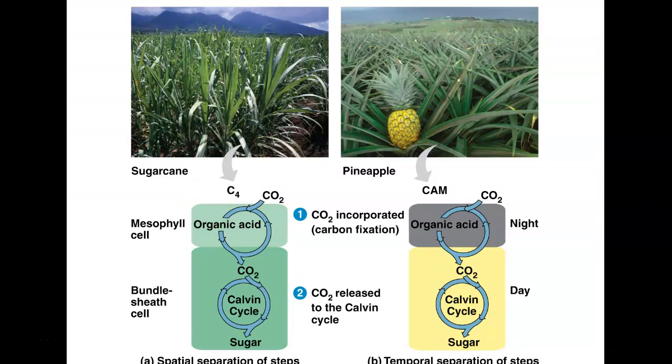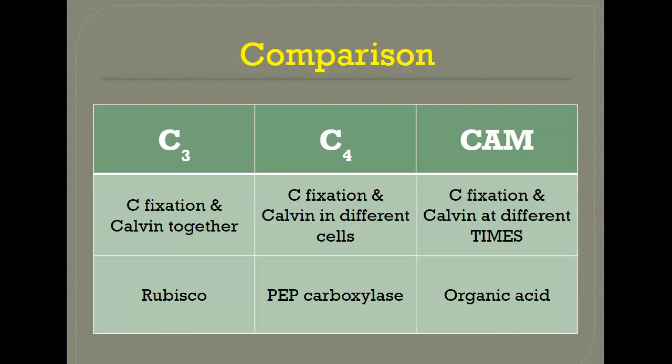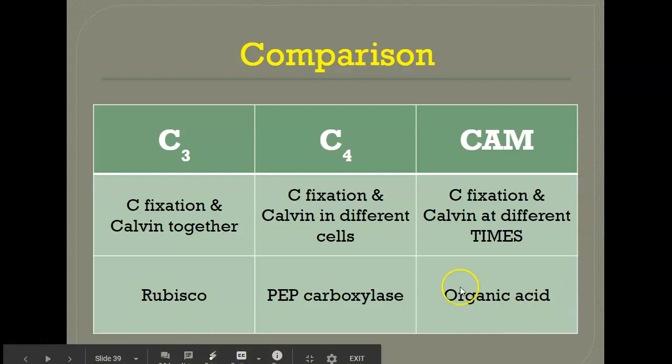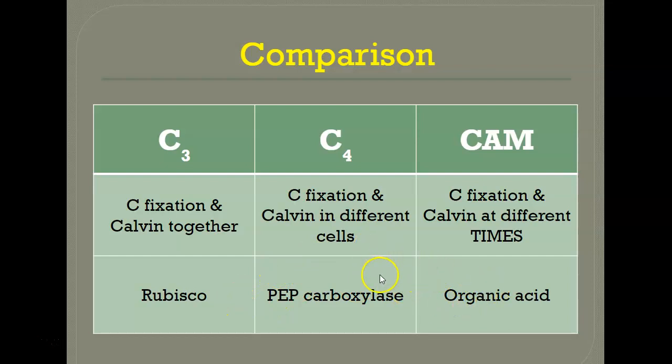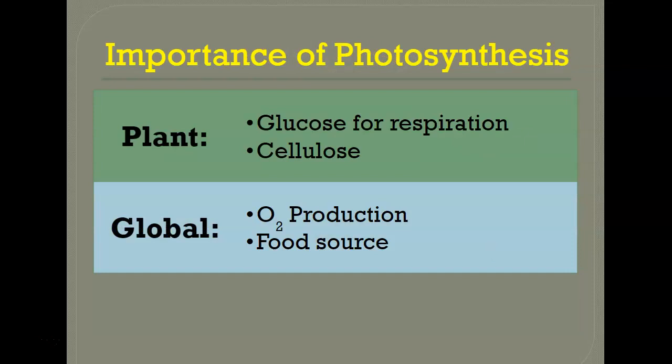C4 and CAM plants do it a little bit differently so that they don't have to worry so much about the loss of carbon dioxide. This compares what they look like. C3 plants are the ones that we really knew about, with the special enzyme of Rubisco. The other ones have their own special enzymes that do their own thing and fix it to a 3-carbon or a 4-carbon or specific organic molecules, that kind of thing. I don't think I need to highlight this, but clearly photosynthesis is super important.